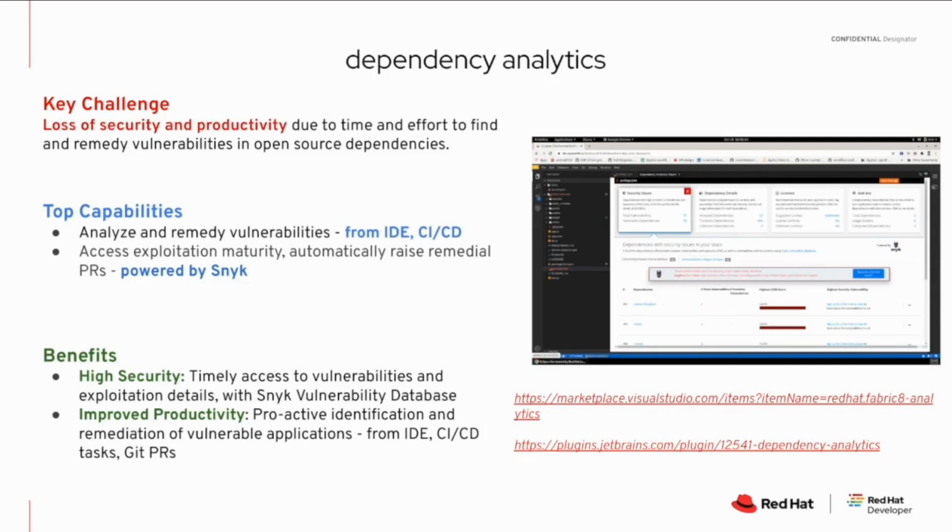The idea is that you see your vulnerabilities from all the open source packages you've imported, and you can access other details, not just the vulnerabilities, but what kind of maturity there is in the exploitation of this vulnerability. Can I even get automated PRs for me? Now, this capability is powered by Snyk, which is one of the leading commercial vendors out there for open source vulnerabilities. So not only the database, but also capabilities like raising automated PRs and everything.